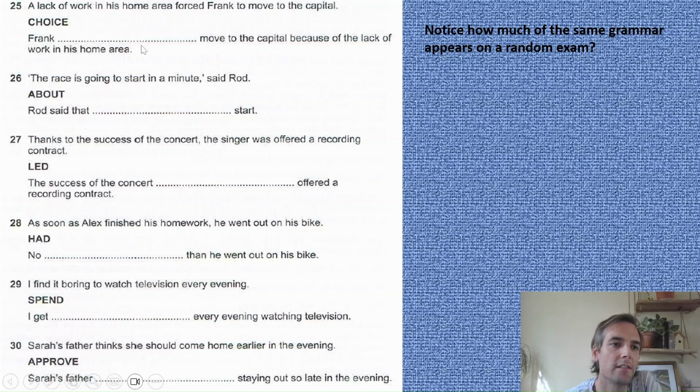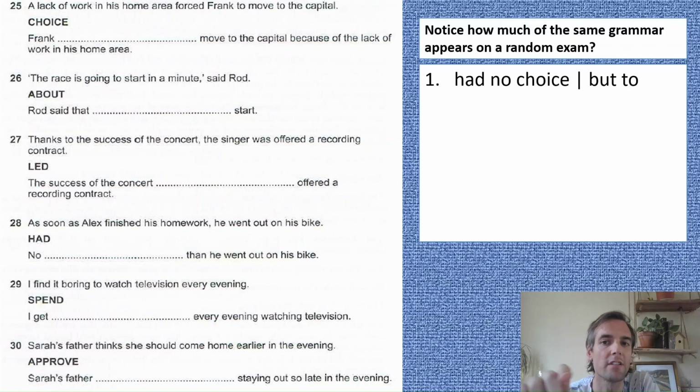So, a lack of work. How much choice did he have? 0 choice, no choice. This is what we were talking about, wasn't it? Had no choice. So if you know how to do the 0 negatives, you got 1 mark. The second one is a little bit more difficult. You have no choice but to do something, means except to do something. But we say "but" because that's the easy way of saying it, the more common way of saying it.